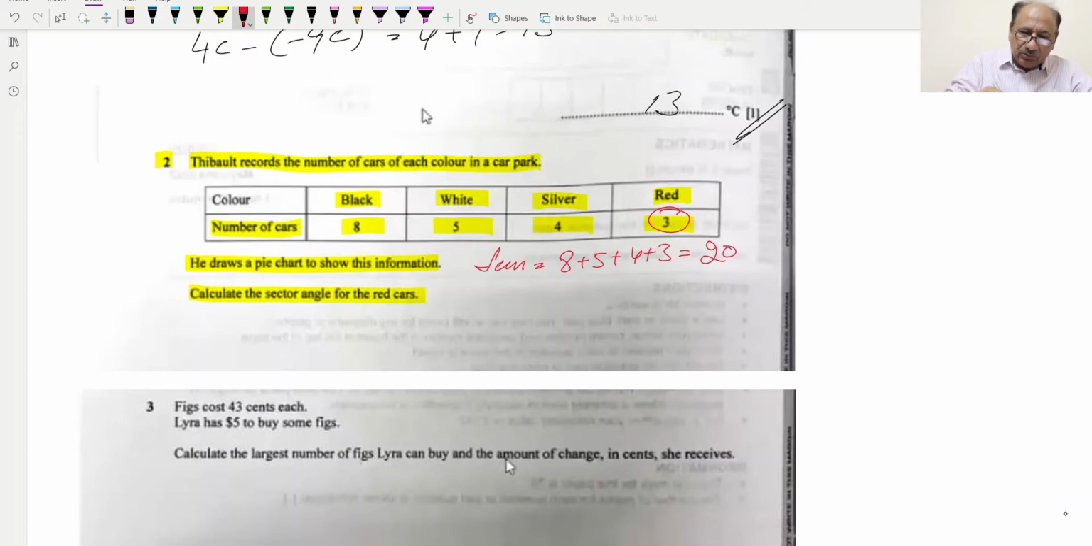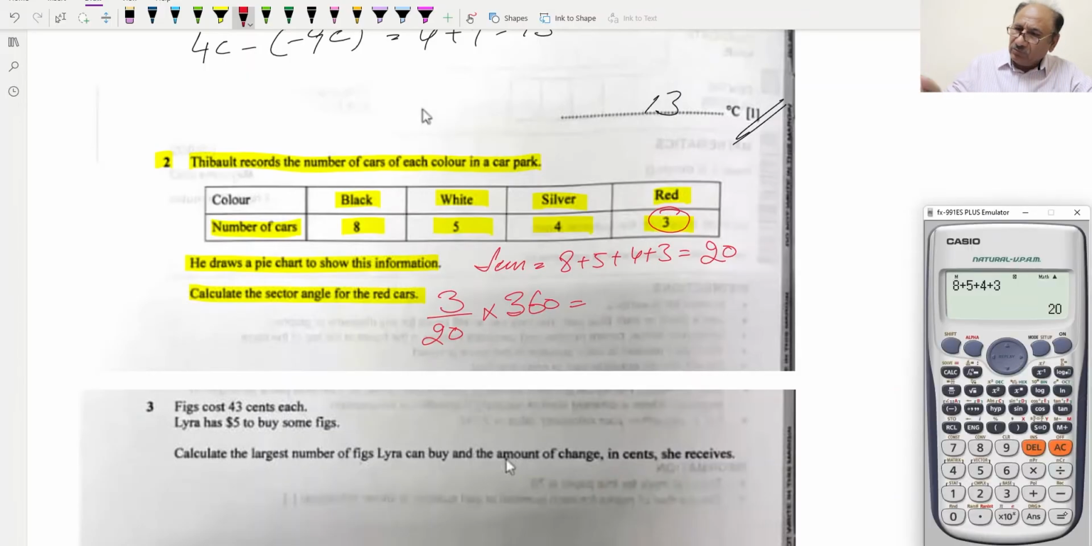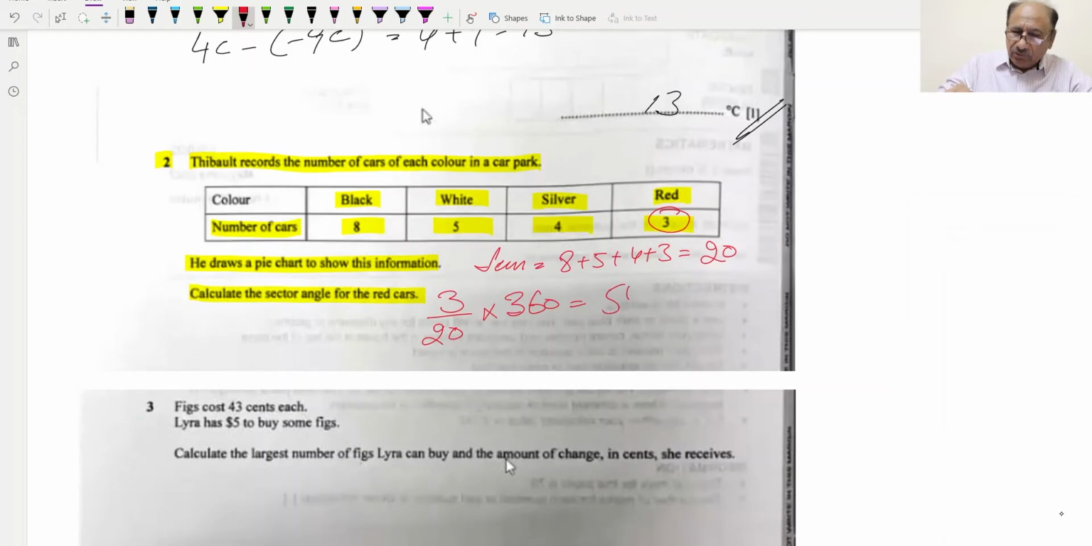this will be 20, and 3 are red, so red is 3 out of 20, and 360 is the pie angle, so we will be multiplying by 360. This will be equal to 3 over 20 multiplied by 360, which is equal to 54 degrees. So 54 degrees will be the final answer for this question number 2.